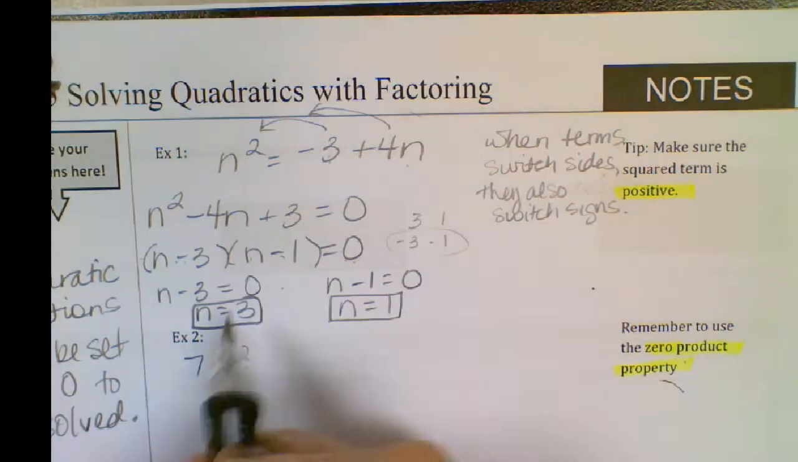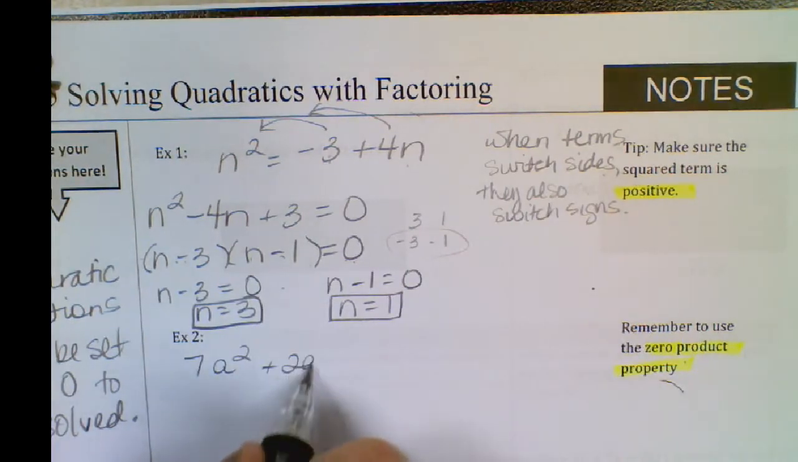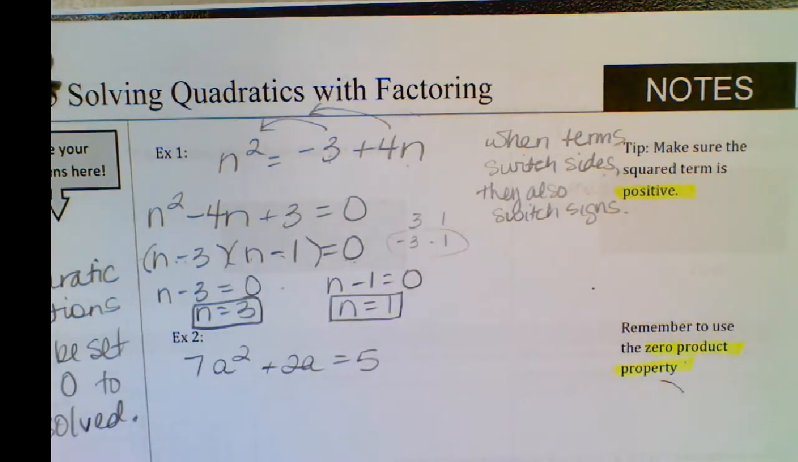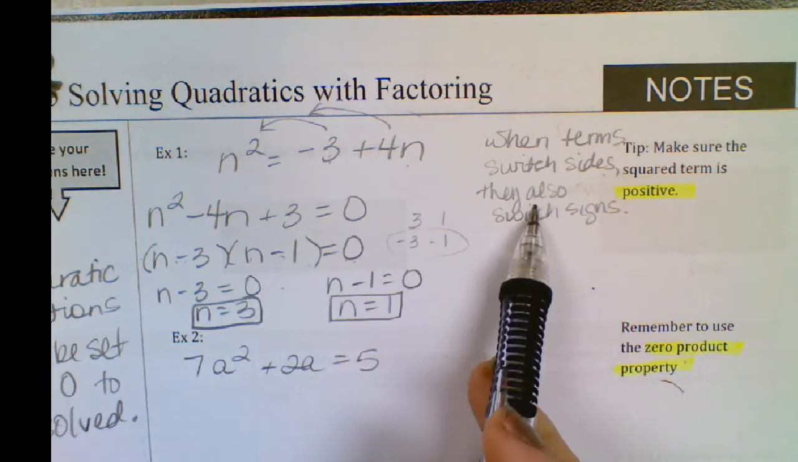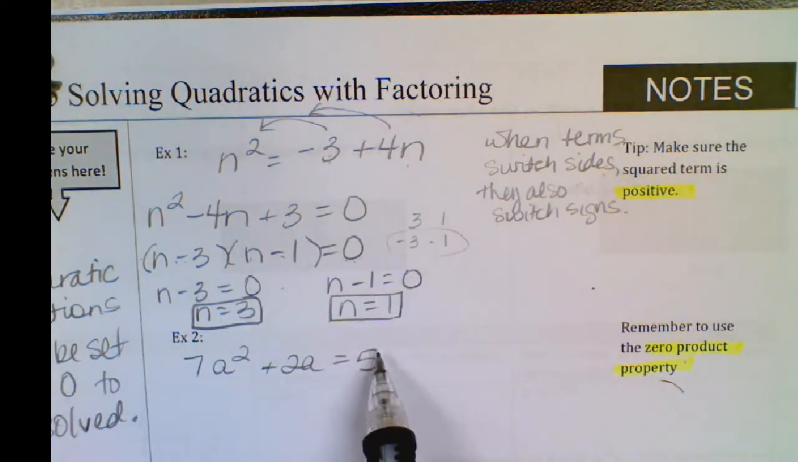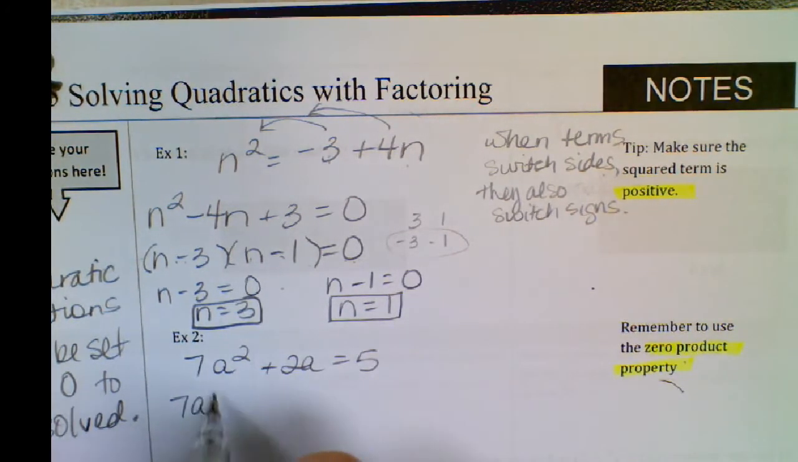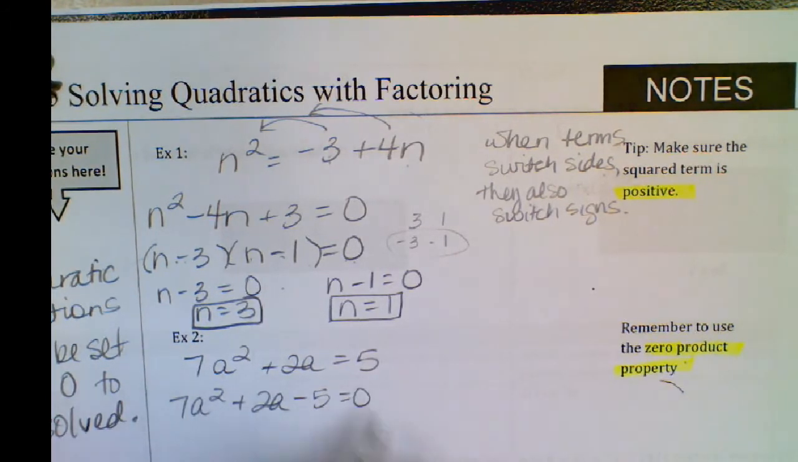So 7a squared plus 2a equals 5. Ask yourself if that's set equal to 0 like it needs to be. It is not. My a squared term is positive, that's +7. So I'm just going to move this 5 over. When it moves sides, it also is going to change signs. So I would get 7a squared plus 2a minus 5 equals 0.